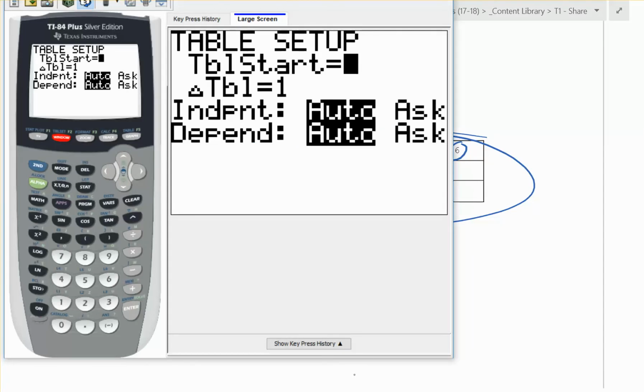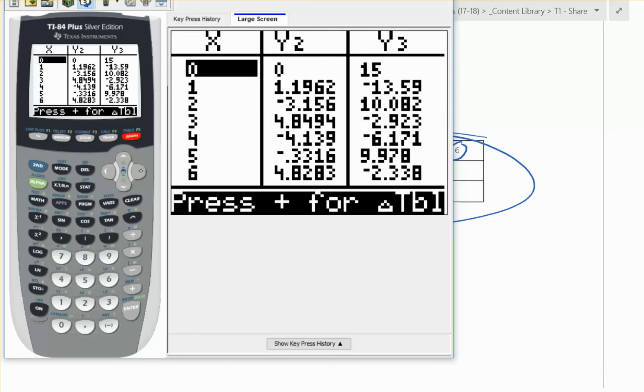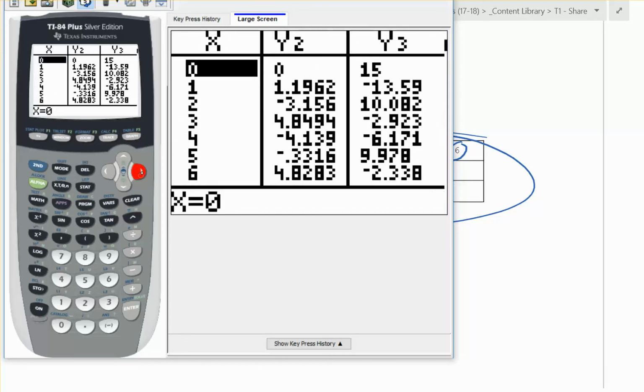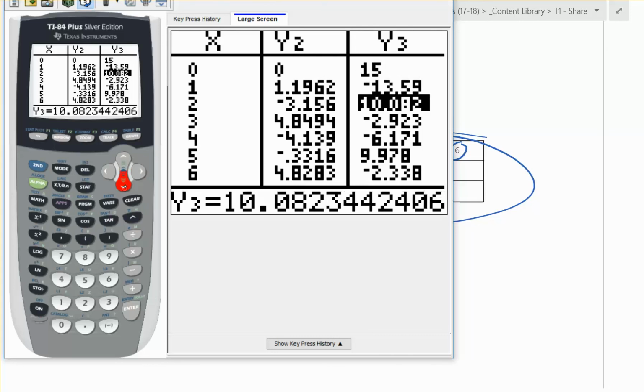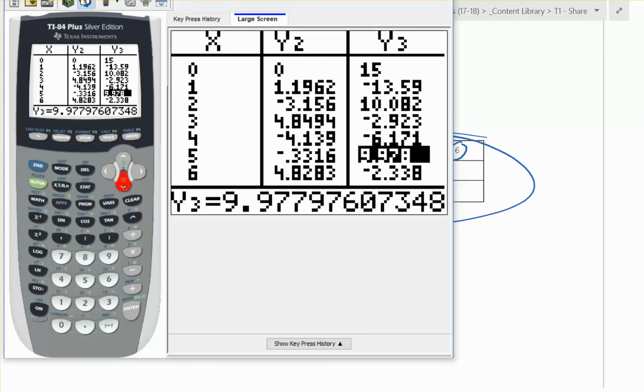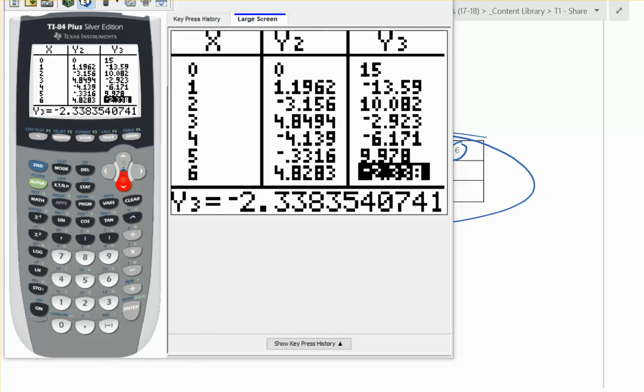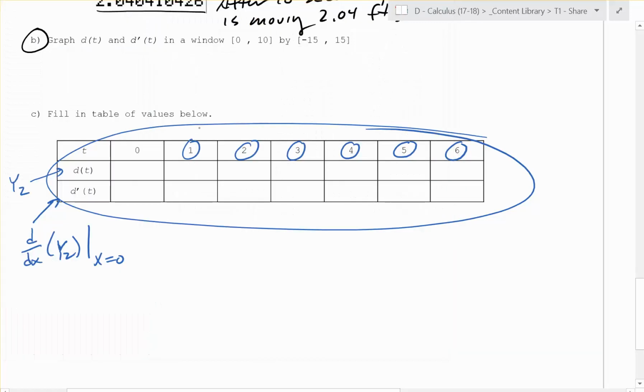Another way to do this is to use your calculator for the table. You get into table set, which is second window. We start at 0, and the delta is 1 because we're going from 0 to 1 to 2 to 3. The change is just 1 between the x values. Then you go to second graph, which is the table. Remember, y1 I turned off, so y2 is the function, and y3 is the derivative. Now look, it automatically computed all the derivatives for you. This works because the distance between all these is the same.